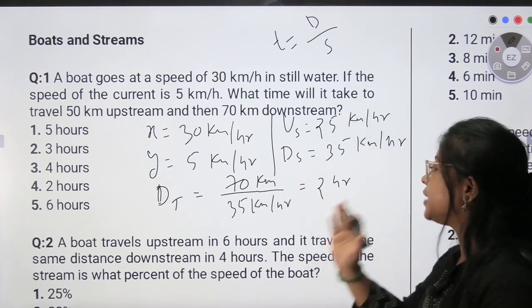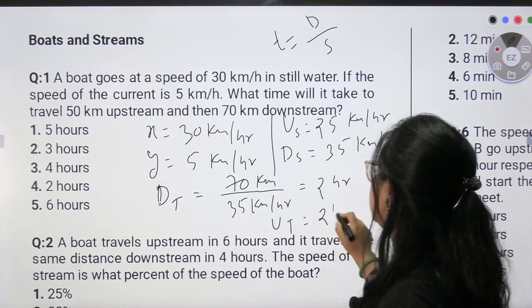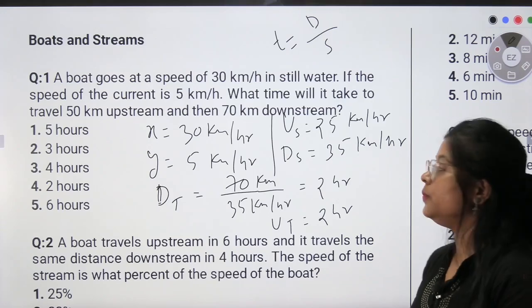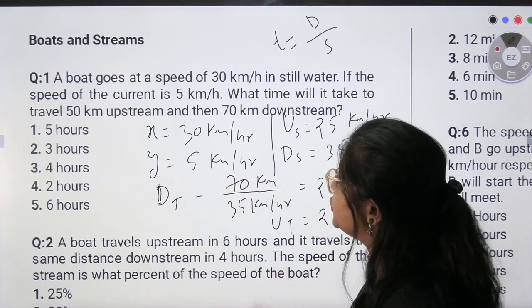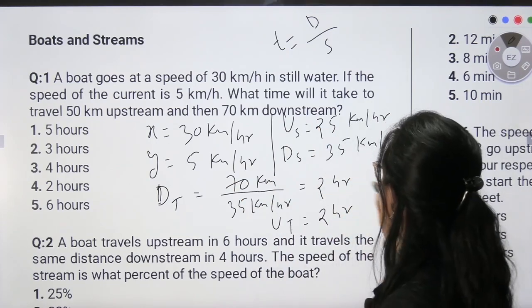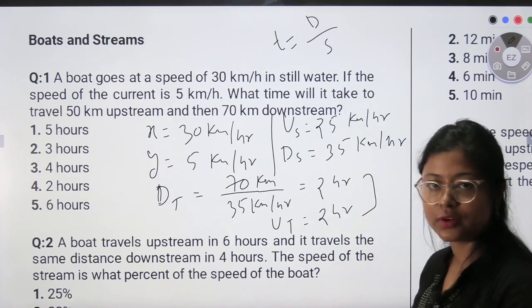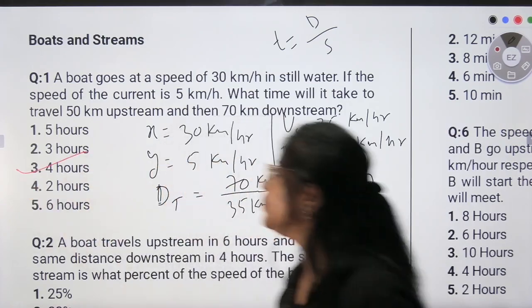We get downstream time as 2 hours and upstream time was also how much? 2 hours, isn't it? So what you are asked to find, what time will it take to travel 50 kilometer upstream and then 70 kilometer downstream. So as a whole it will take how much? 2 plus 2, 4 hours to travel both the distances. Okay, so option number 3 would be the correct answer.